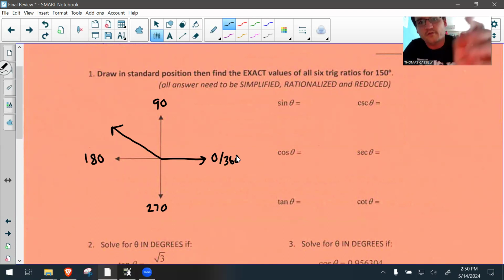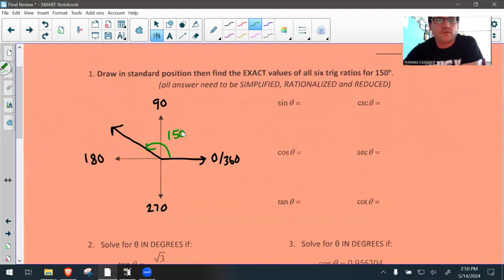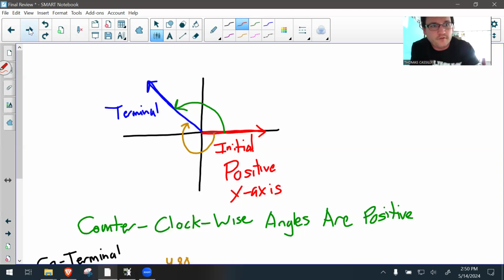So this angle right here is 150. We're in standard position, the exact one. And then they want us to find the values of all 6 trig ratios for a 150-degree angle. What they mean by that is when we're finding the exact values, we have to have something called the reference angle. So let's go back to this page.